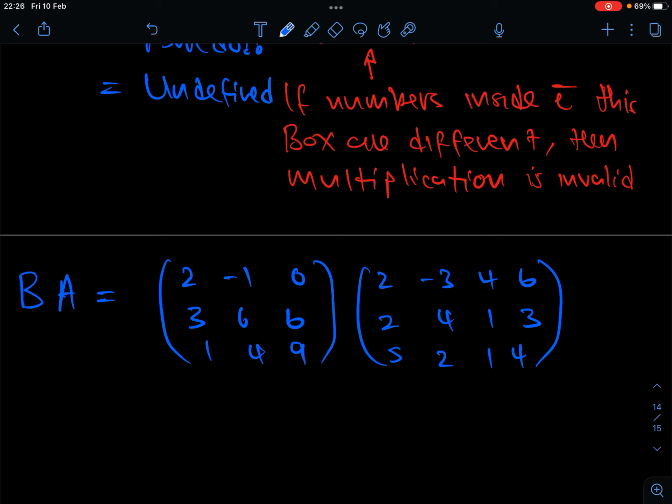So same thing that I did again, I'll write the orders of these matrices. So I have a 3 by 3 here. Then here I have a 3 by 4. So what I do, I put a box again in the middle. So now these numbers are the same. So if these two numbers are the same, then the multiplication is valid.